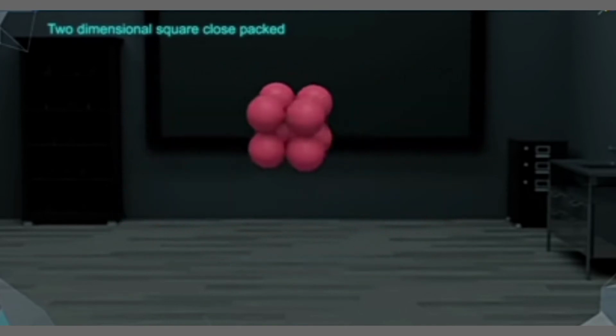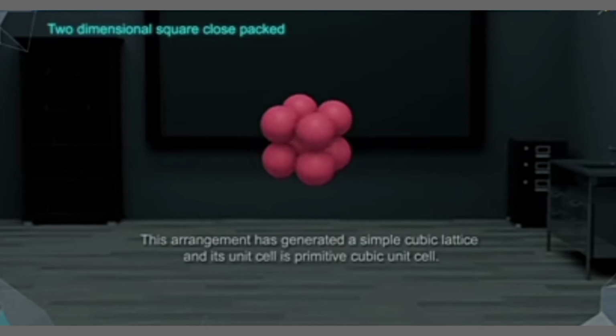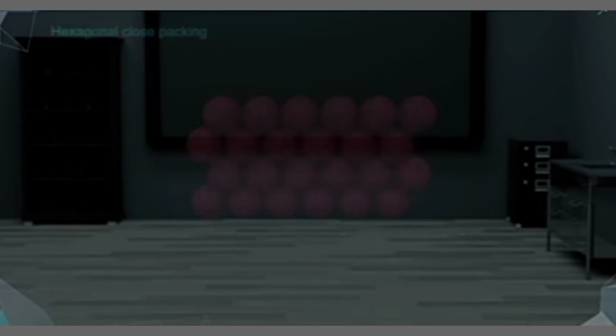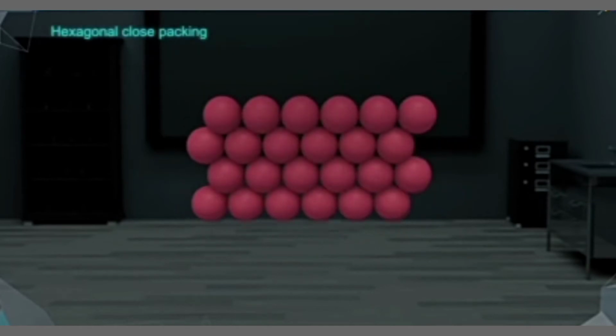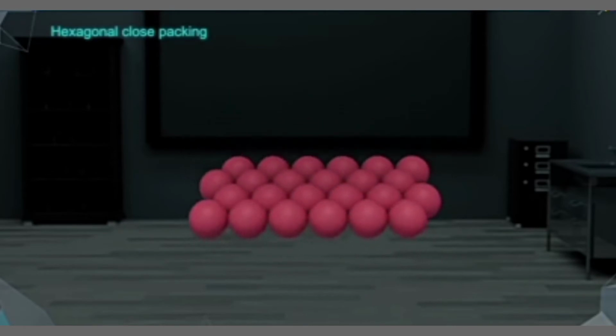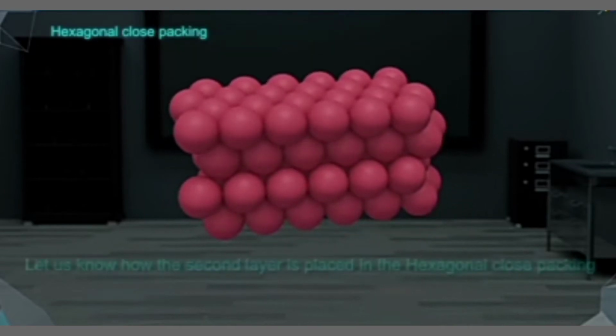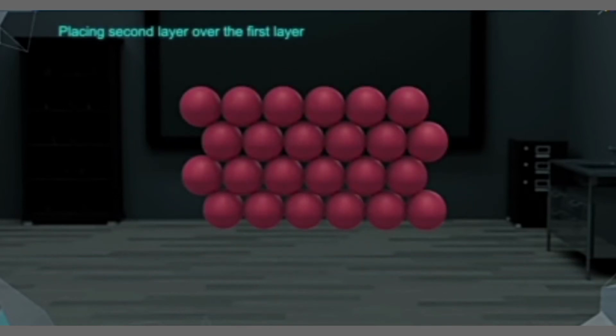On observing carefully, we will find this arrangement has generated a simple cubic lattice, and its unit cell is the primitive cubic unit cell. 3-dimension close packing from 2-dimension hexagonal close packing. The 3-dimension hexagonal close packed structure can be obtained by placing a 2-dimension hexagonal structure one above the other, that is, placing the second layer over the first layer. Let us take 2-dimension hexagonal close packed layer A.